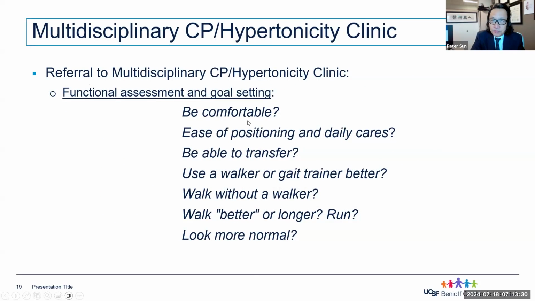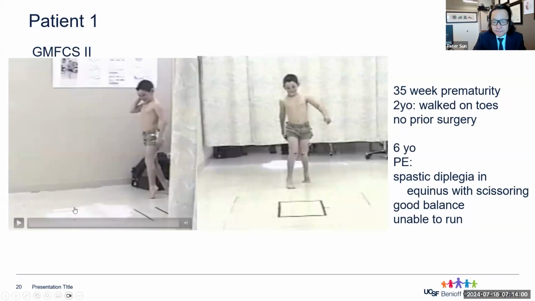And these include to simply be more comfortable, to have better ease of positioning and daily cares, perhaps be able to transfer or use a walker, walk without a walker, even walk better or run, and perhaps improve cosmesis. So I think these are all reasonable goals, all goals that we can achieve, but we must be able to delineate what is possible. And I think that's best done by going through some of our patients.